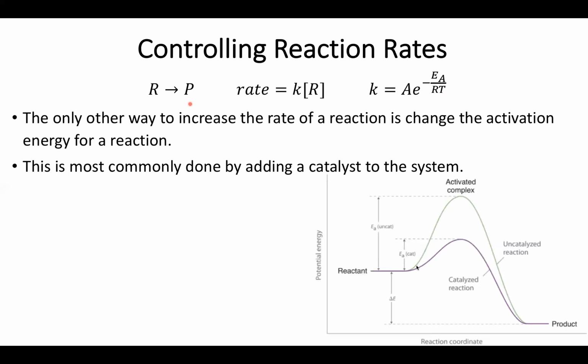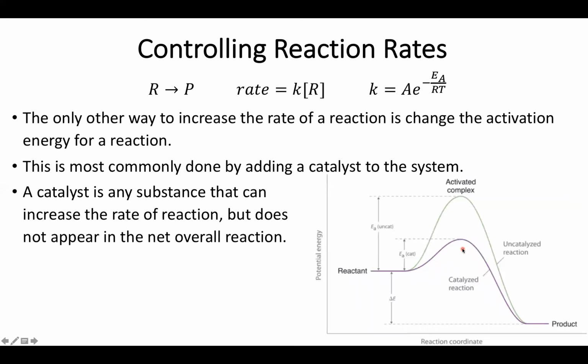And really how a catalyst works is by binding to a reactant, it can often lower that highest energy step in the reaction. And so really, a catalyst is going to be any substance that increases the rate of the reaction, but doesn't actually appear in the net overall reaction. If it ends up being consumed, it's a reactant, not a catalyst. If it's produced, it's a product, not a catalyst.